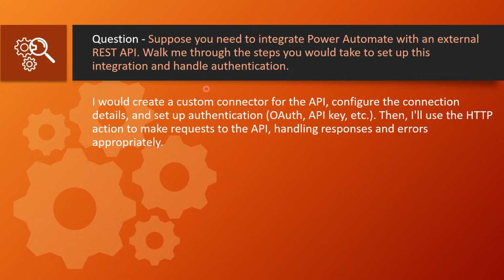We will create a custom connector for the API. We need to configure the connection details and set up the authentication, which can be OAuth, API key, etc. After that we need to call the HTTP action, make the request to the API for getting the data, and handle the response we receive from the API whenever the automated flow gets triggered. We also need to handle the errors appropriately.